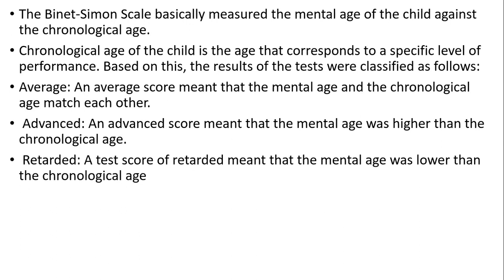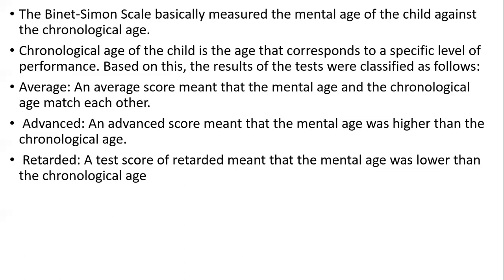We saw that the Binet-Simon scale basically measured the mental age of the child against the chronological age. I told you that IQ is mental age divided by chronological age, multiplied by 100, right? That is the Binet-Simon scale. So chronological age is the normal age of the child, and mental age is how intelligent the child is.